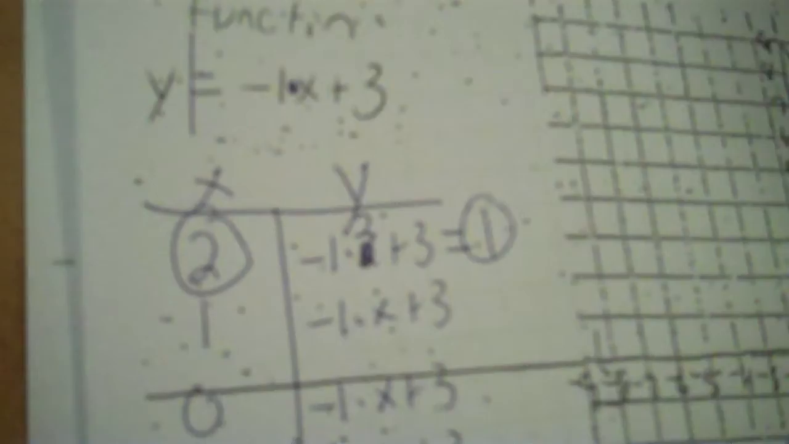Okay, so x I replace with 2. Okay, so just plug that into your calculator. -1 times 2 and then plus 3, all at the same time. So I got 1. So x is 2 when y is 1. So I go to 2 on x and 1 on y. Remember, this is x, this is y.